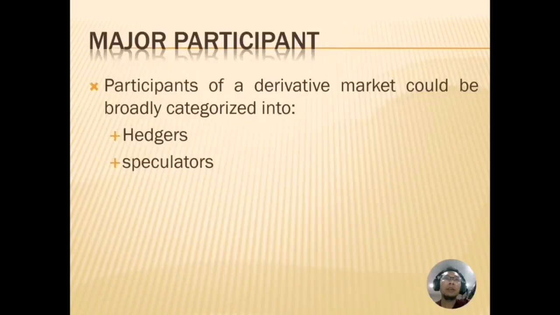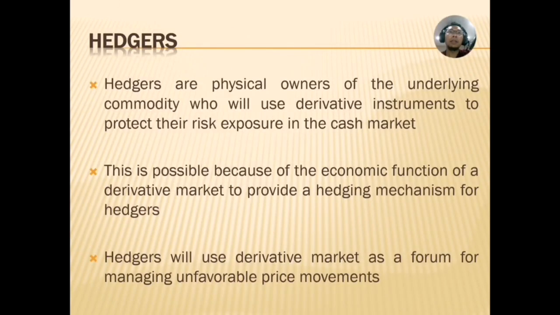The next part is the major participants in this transaction. Participants of the derivative market could be broadly categorized into hedgers and speculators. So we go one by one. First is the hedgers. Hedgers are physical owners of the underlying commodity who will use derivative instruments to protect their risk exposure in the cash market.